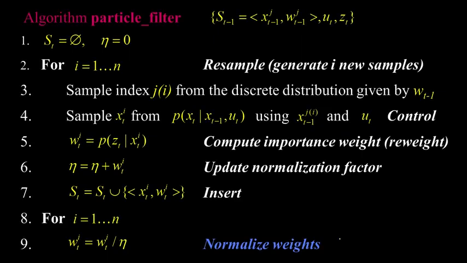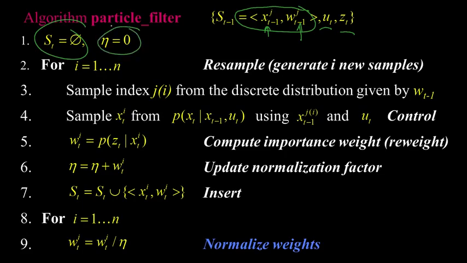We start off at any point in time, we have a set of particles at the last time step, and each particle has a state, like its position, and a weight. And we're also going to be given a new action, like take a step to the right 2 meters, and we're going to take a new measurement. And then here's how the particle filter runs. We start off with a new set of particles empty and a normalization constant of 0. Makes sense.